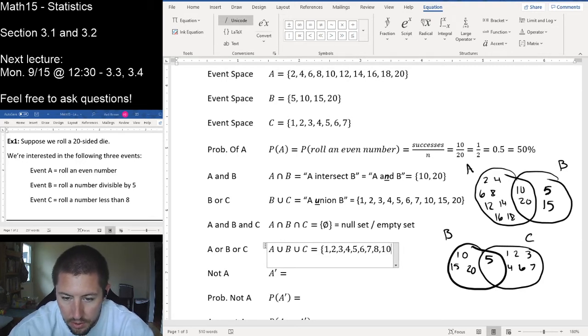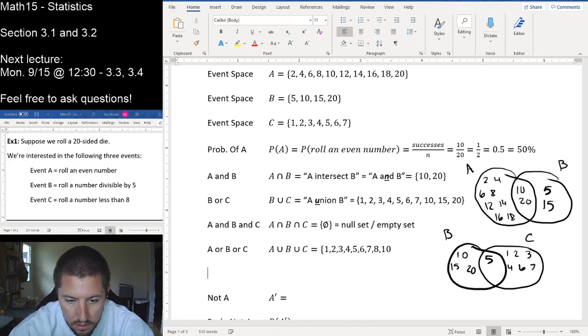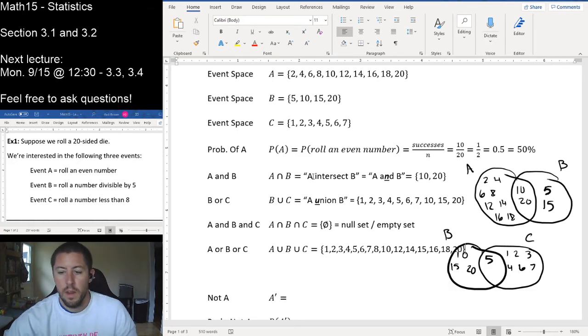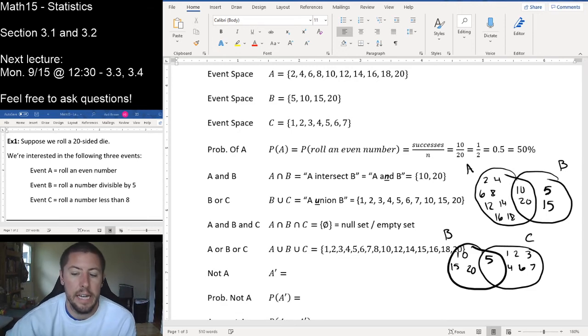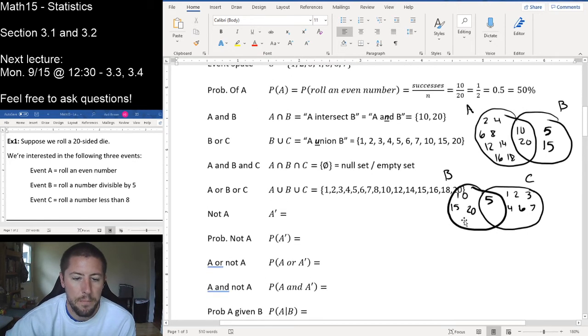We've got no 11. I've got a 12. I've got no 13, but I've got a 14. I've got a 15. I've got a 16. I've got an 18, and I've got a 20 right there. So we can get all the things that are collectively in any of those sets there as well.